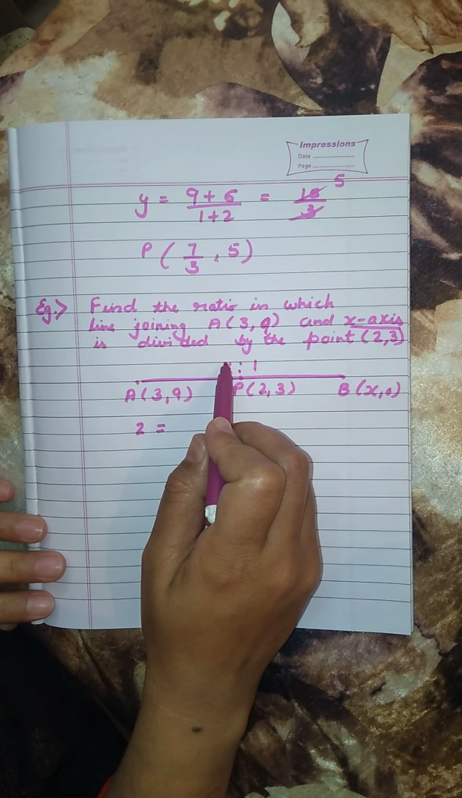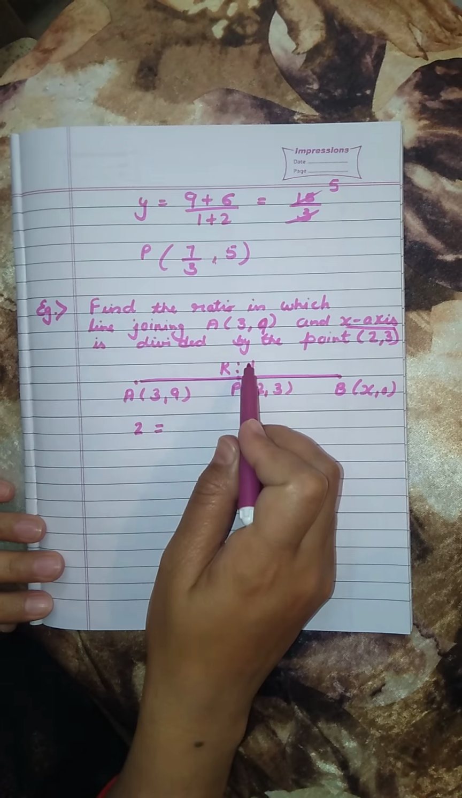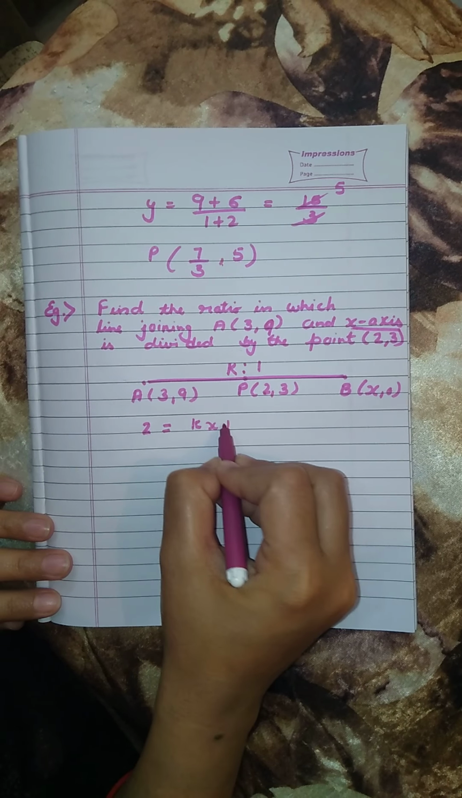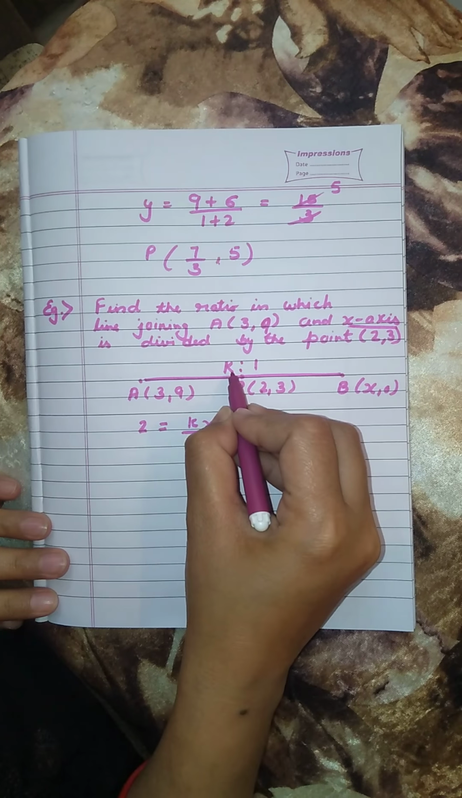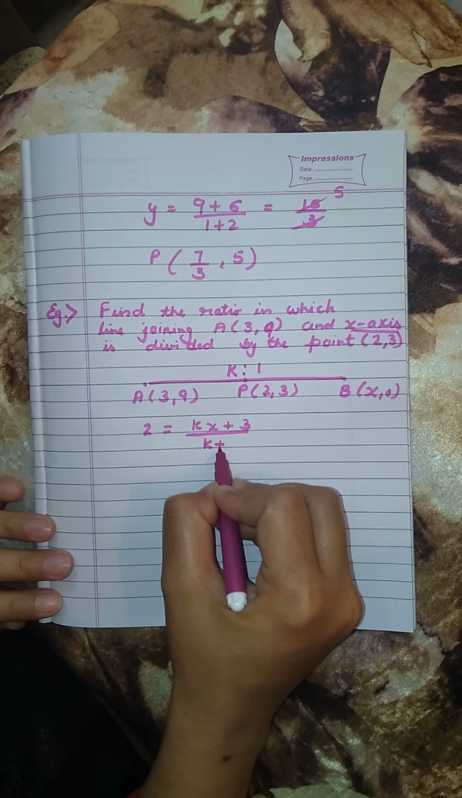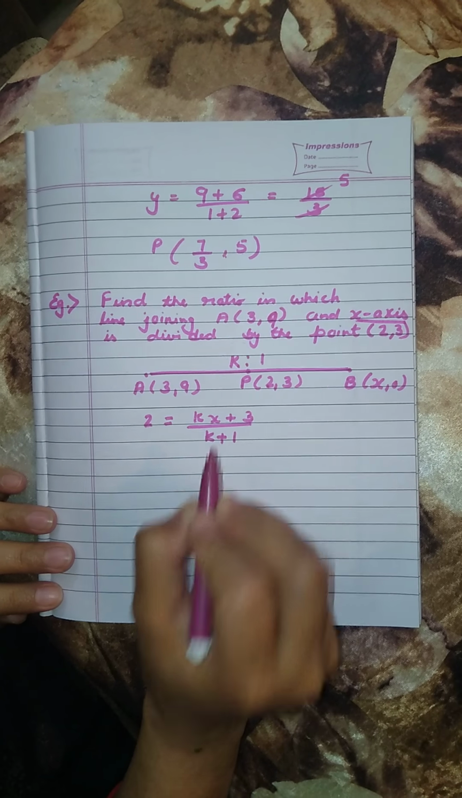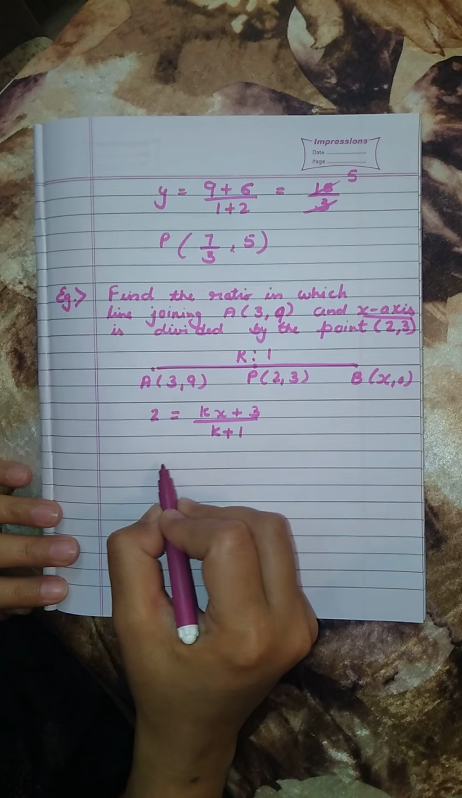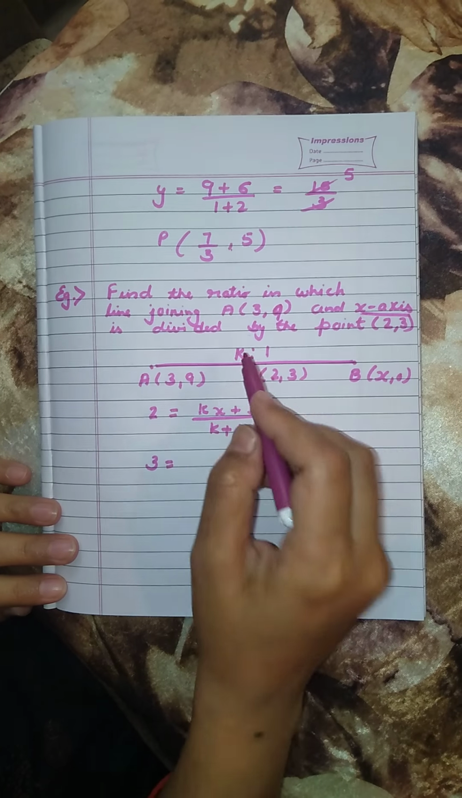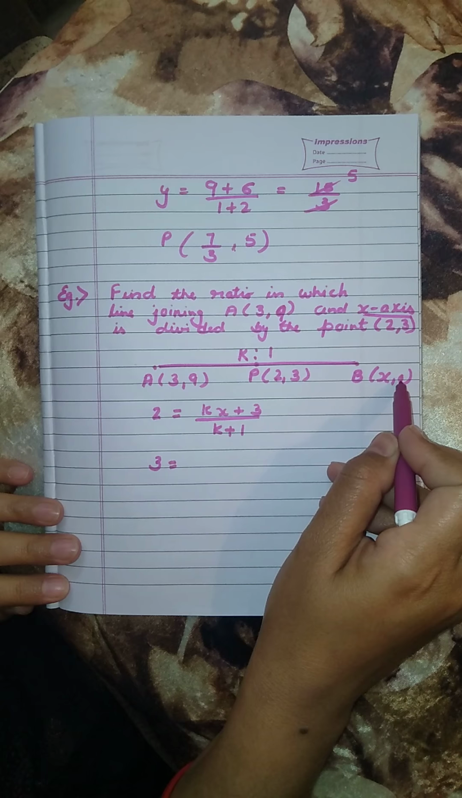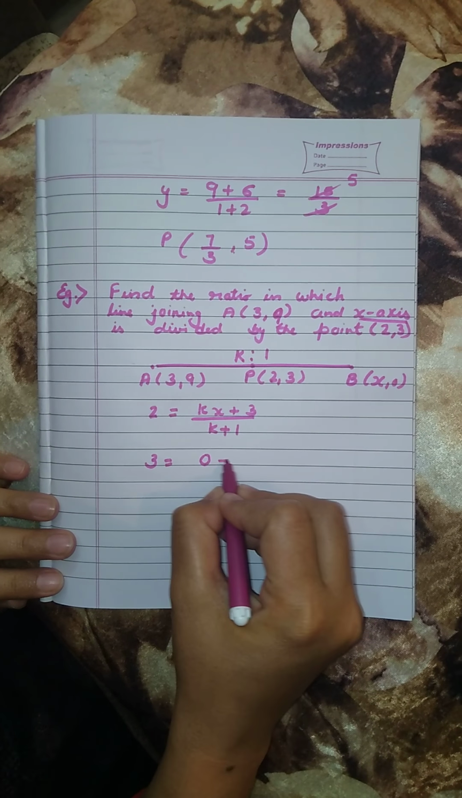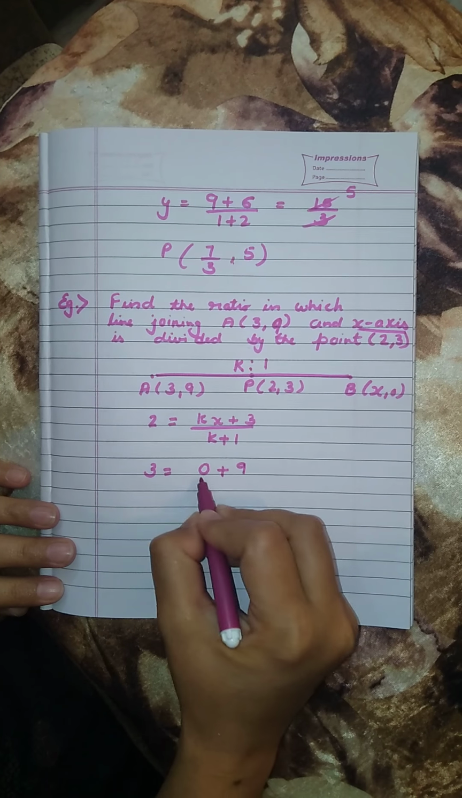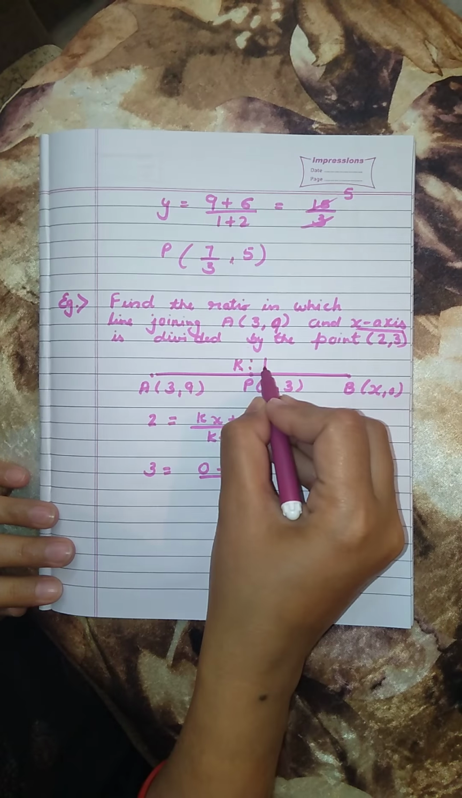By using section formula, the x coordinate, which is 2 now, is equal to the left hand side ratio k multiplied by x, and 1 multiplied by 3, so it becomes kx plus 3 over the sum of ratio k plus 1. In this equation there are two unknowns, so we cannot solve it further. Move to the next one. The y coordinate 3 is equal to k into 0, k zeros are 0 only, plus 1 into 9, 1 nines are 9, over the sum of ratio k plus 1.